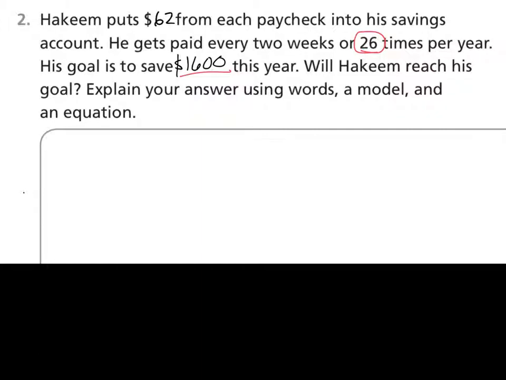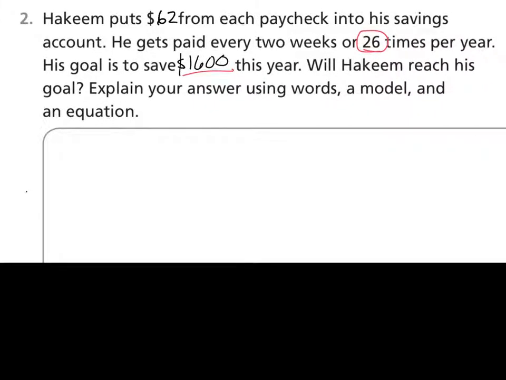The first thing you're going to want to do here is to figure out if he actually can save enough money. And we have the information to do that. He's taking $62 from every paycheck, and he gets to do that 26 times. There are many ways you could solve this problem. Of course, we probably want to use multiplication. It'd be the easiest way. You could simply add $62 to itself every time he gets a paycheck, 26 times.